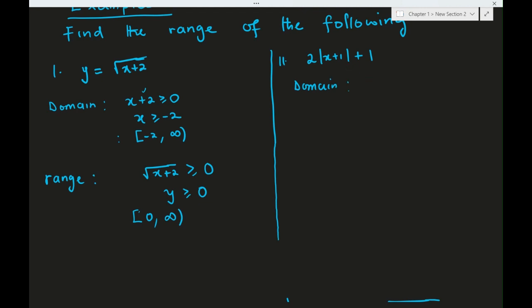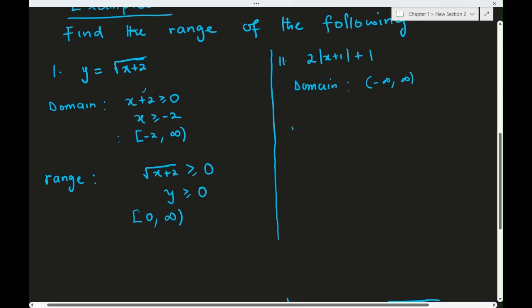This is an absolute value equation, or an absolute value function. The domain of an absolute value function is going to be the whole of R. You can take positive, you can take negative, x can also be 0. So this is the domain.